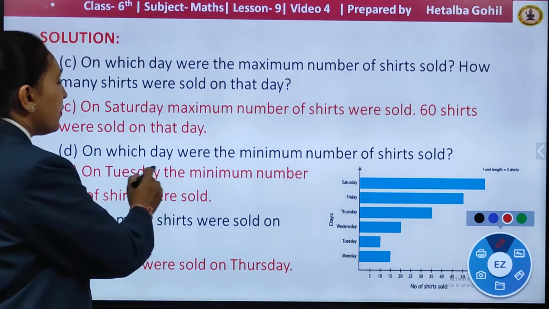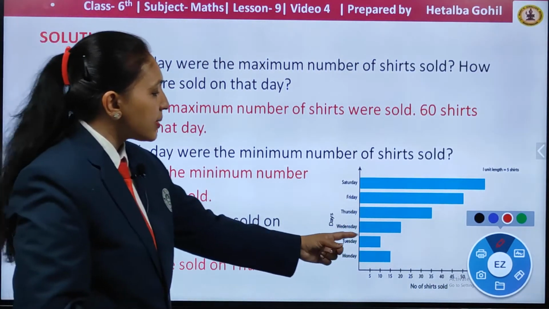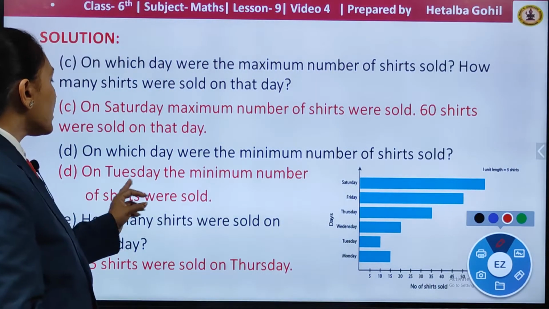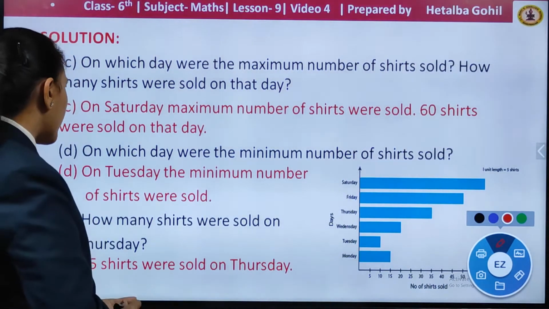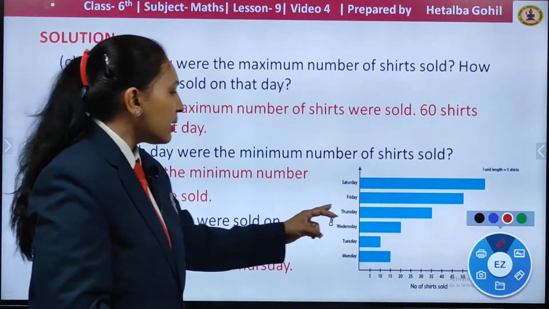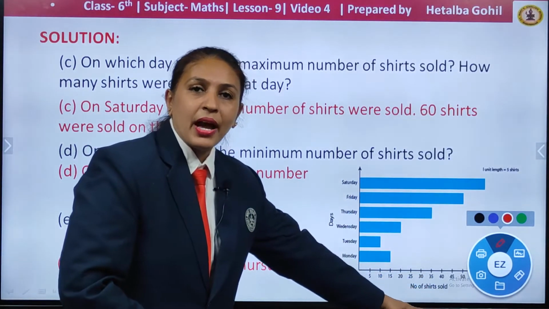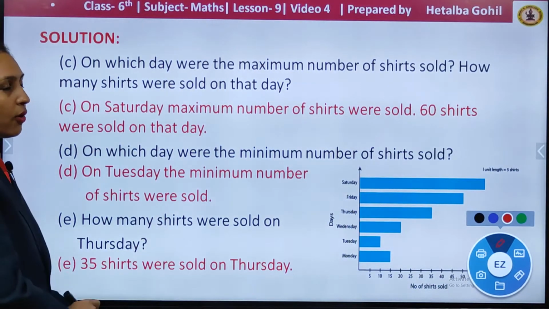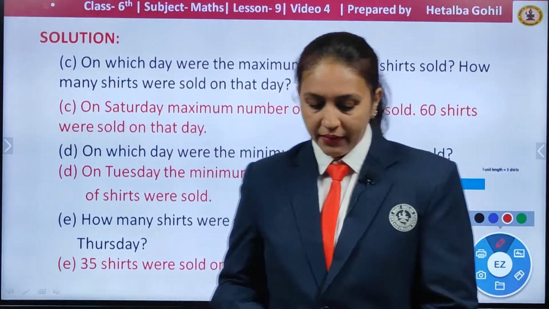Now next, on which day were the minimum number of shirts sold? The smallest bar is on Tuesday, and that is 10. On Tuesday the minimum number of shirts were sold. Next question. How many shirts were sold on Thursday? Let us see the bar of Thursday, and where does it lie? On the x-axis at 35. So you can write your answer: 35 shirts were sold on Thursday. So all the answers, children, you get very easily just by looking at the bar graph.